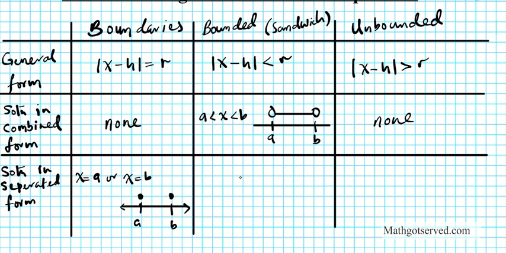Now how about for a bounded region? For a bounded region, the separated form, you're going to have x is greater than a, and x is less than b. Notice here you have an and, and this one you have an or. This and basically means it's a sandwich situation. So you see the sandwich and this and there. Remember, anytime you have a bounded region, it's always an and if you want to write it in separated form.